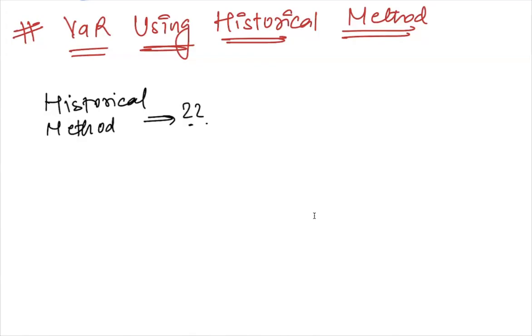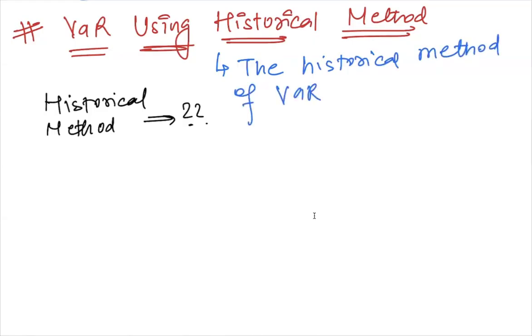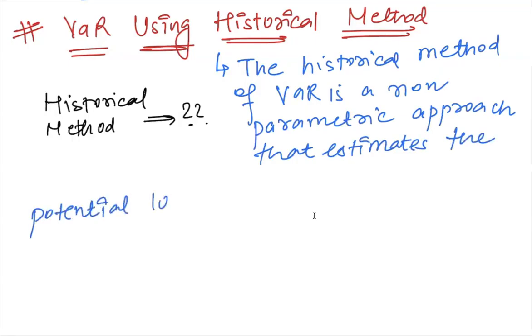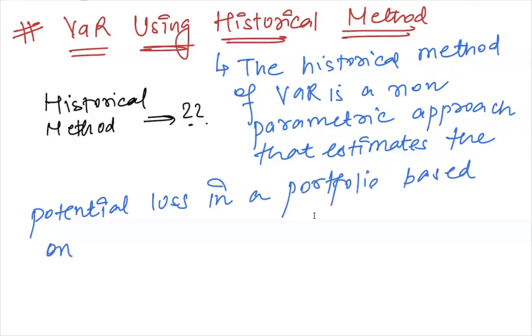Basically, the historical method of value at risk is a non-parametric approach that estimates the potential loss in a portfolio based on the actual historical market data.